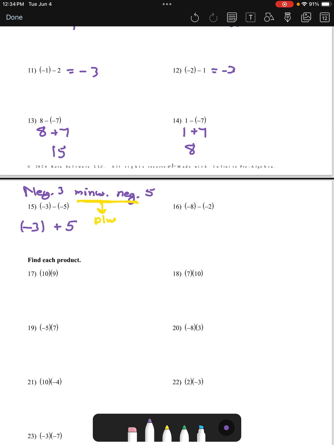Negative 3 plus 5, those have different signs, so we're going to do 5 minus 3, that's 2. Taking the sign from the 5 in the adjusted statement. So we're working strictly from this now. The 5 is positive, our 2 is positive. Negative 8 minus negative 2. Negative 8 plus 2 is negative 6.